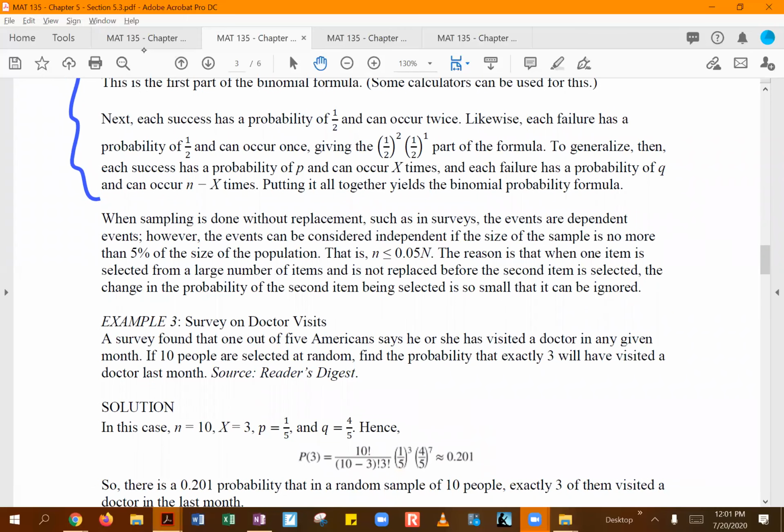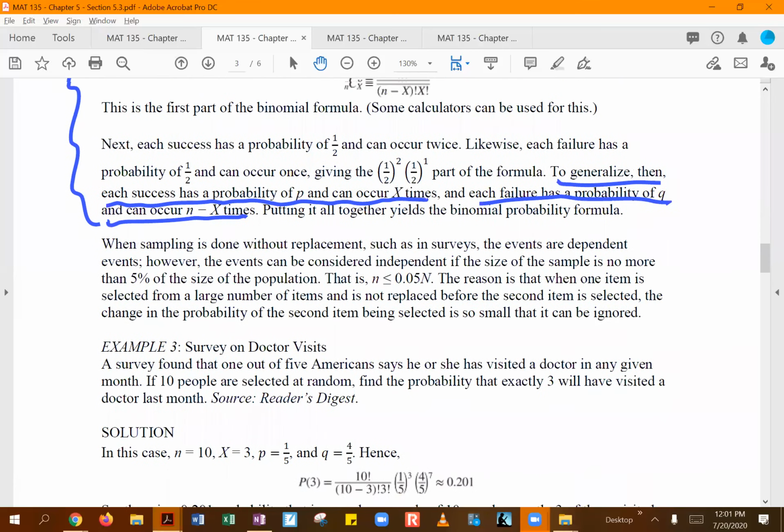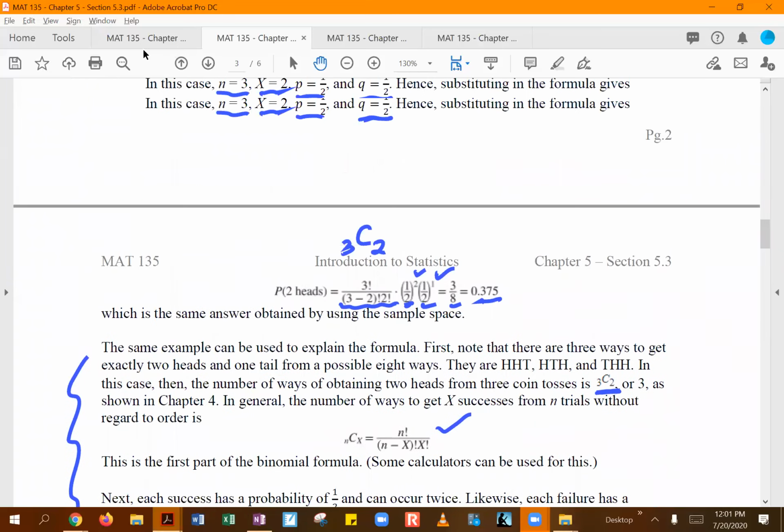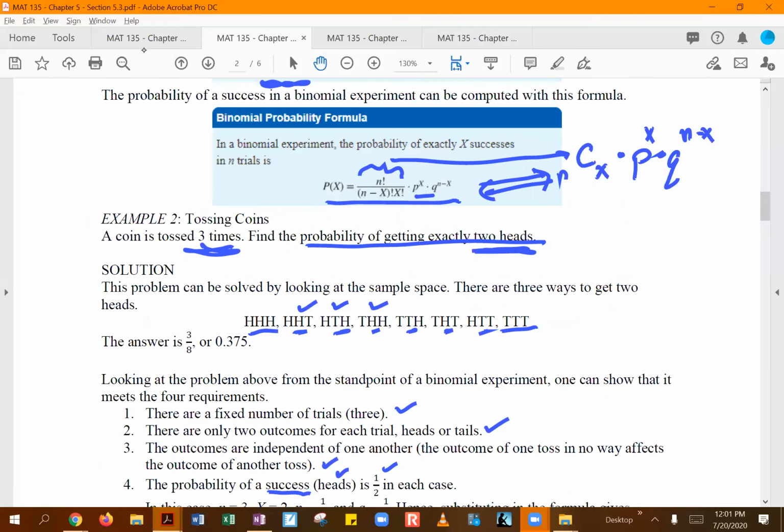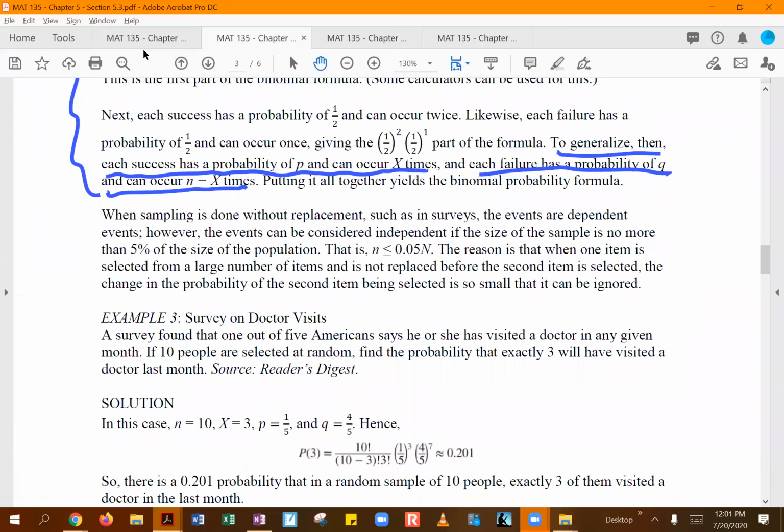So they're basically saying to generalize, each success has a probability of p and that can occur x number of times, and each failure in this case also has a probability of q, and that will occur n minus x times, and that's what they're actually talking about here in terms of this second half of our formula over here.